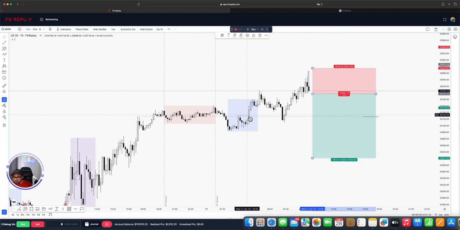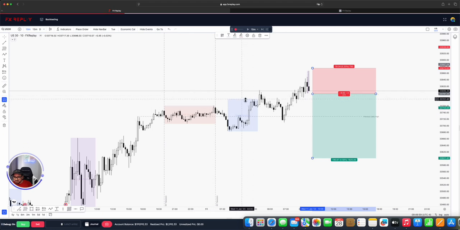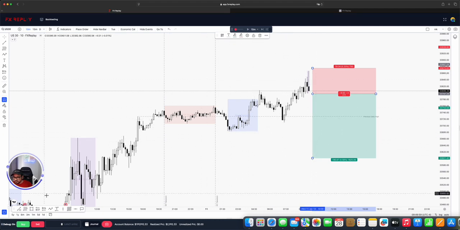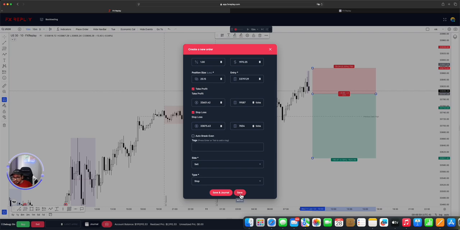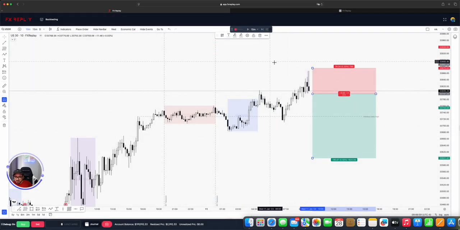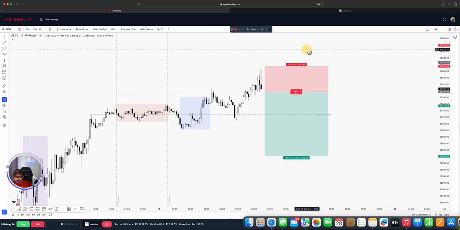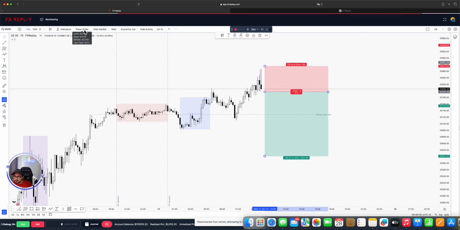So it checks all the boxes: Asian session range, London session range, NYSE opens, liquidates everything around it. So now the only thing is all of these SSLQs below these internal range liquidities, which can probably be hunted in this session. So that's the trade idea. So we place a sell stop order here.